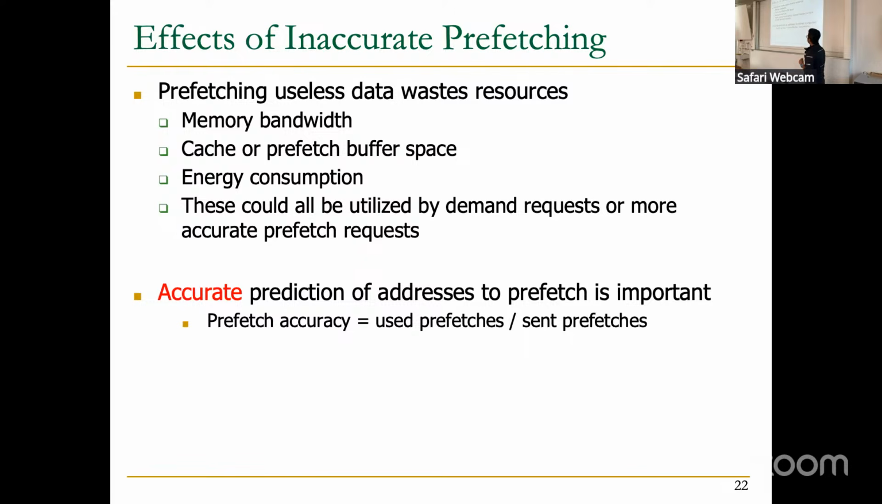For example, it would consume memory bandwidth. It can also cause cache pollution, meaning you fetch data into the cache and then you don't need it, so you're actually evicting something out of the cache which could have been needed. It also wastes energy consumption and so on and so forth.